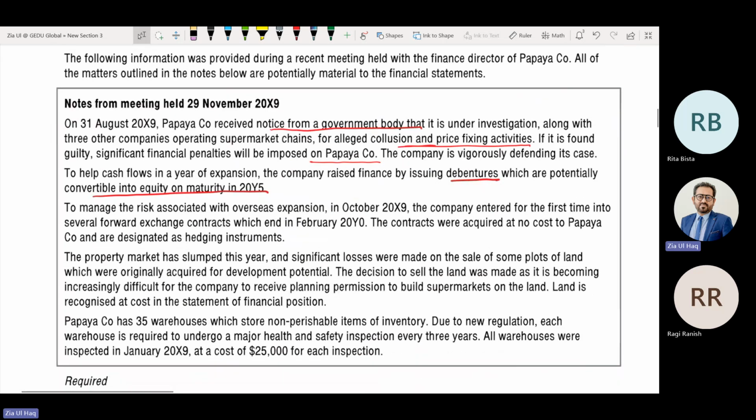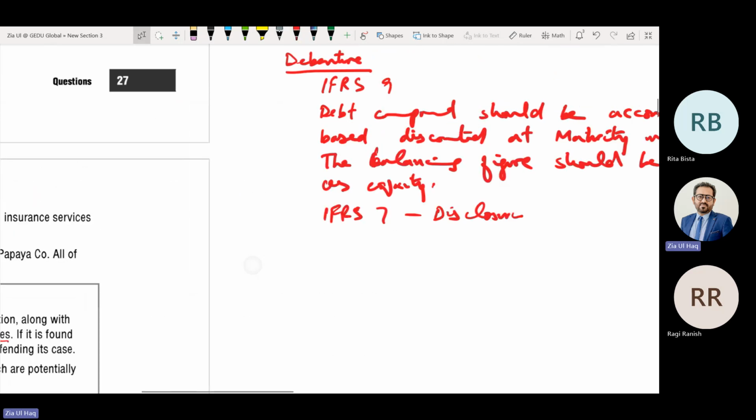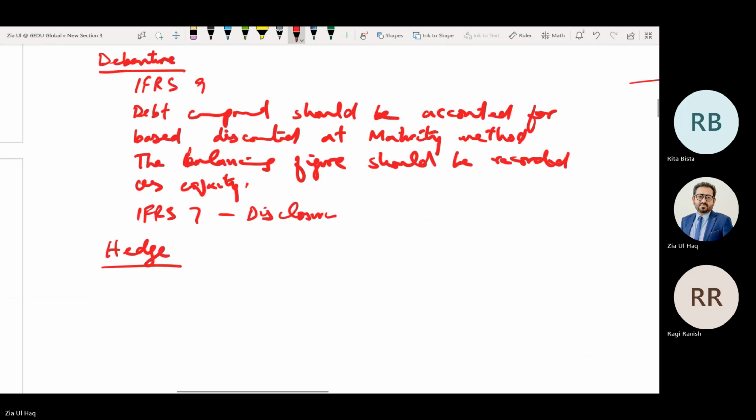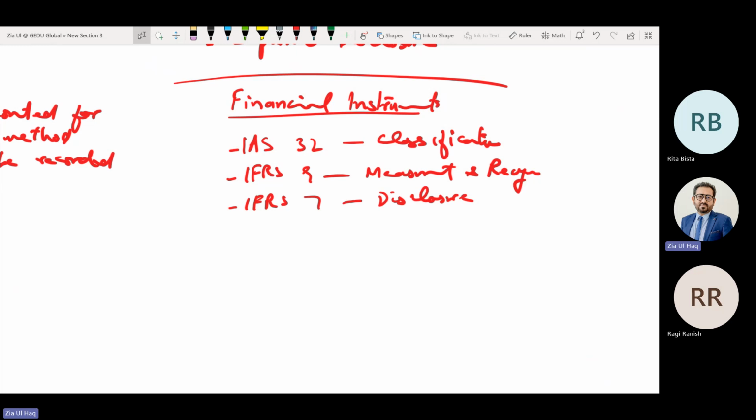Let's see. To manage the risk associated with overseas expansion, in October 2009, the company entered for the first time into several forward exchange contracts, which end in February 2010. Hedging. The contract were acquired at no cost to Papaya company and are designated as a hedging instrument. We'll put the heading hedging. Again, on hedging, these three standards will apply.